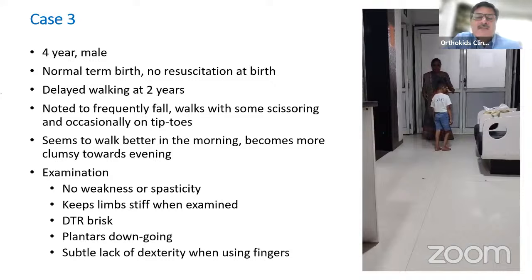Are we dealing with some extrapyramidal thing here? Yeah, there's a bit of dyskinesia, a bit of dystonia as well, isn't it? You could say that, he's walking on his tiptoes. He's not always spastic. So what would you do?